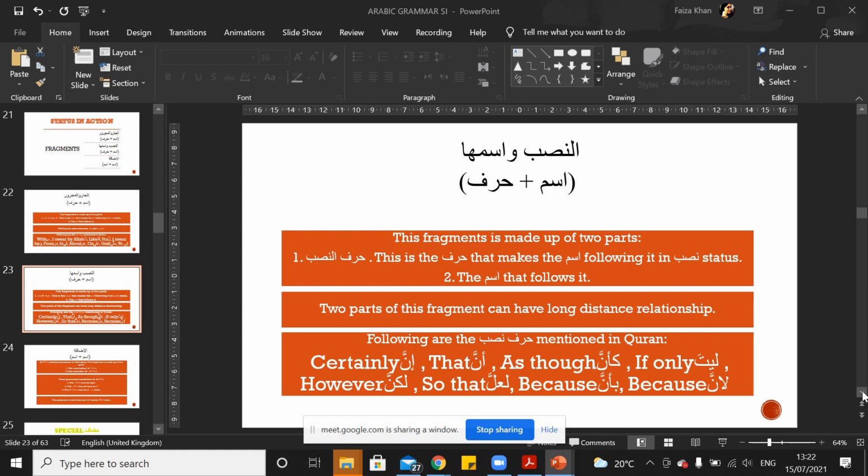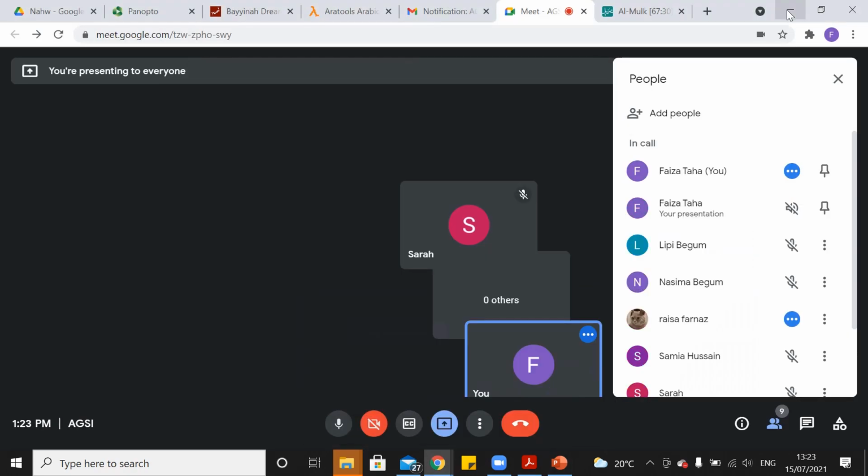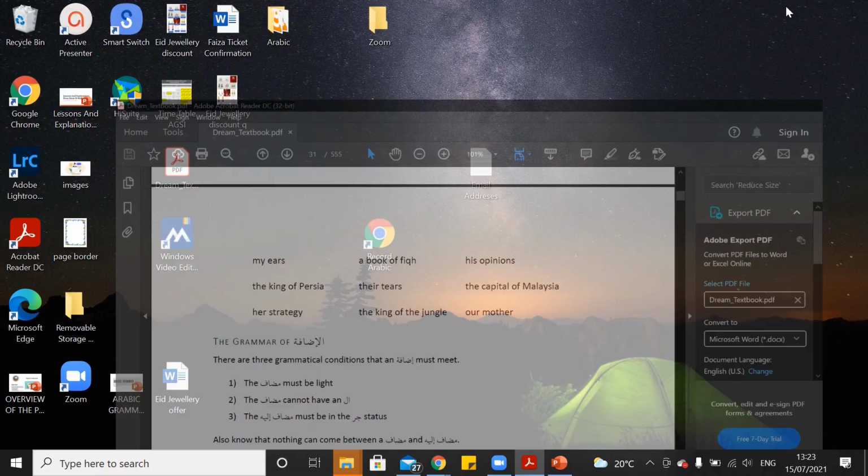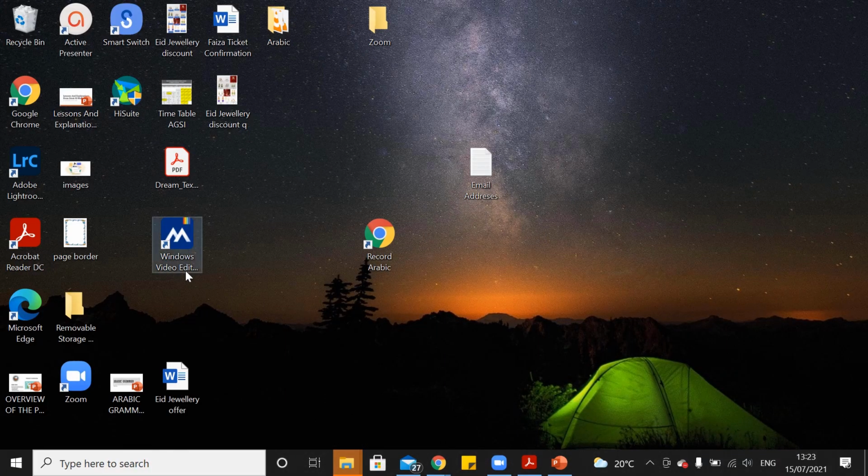Can you see my screen? Yeah, we can. But I think my slide has frozen, so I have to reload the slide and you have to bear with me for a second. While I am doing that, does anybody have a book open?